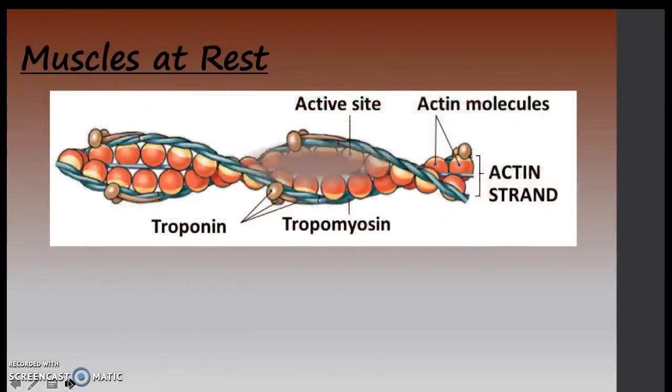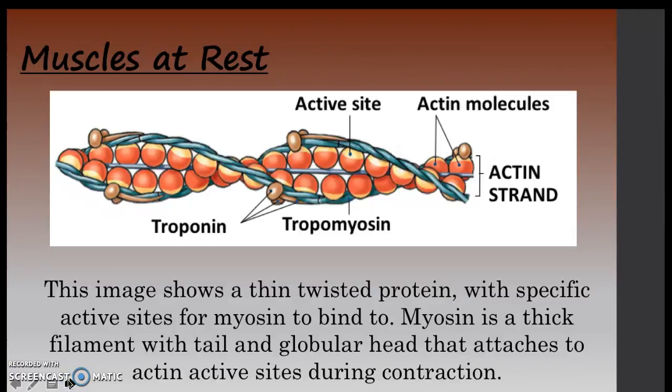Now we can look at muscles at rest. In this image you can see that the thin filaments are called actin and they have a binding site. Also the troponin is more globular, whereas the tropomyosin is a long thin strand. This image shows a thin twisted protein which is specific to the active sites for myosin to bind to. Myosin is a thick filament with a tail and a globular head, and that attaches to the actin active sites during the contraction.